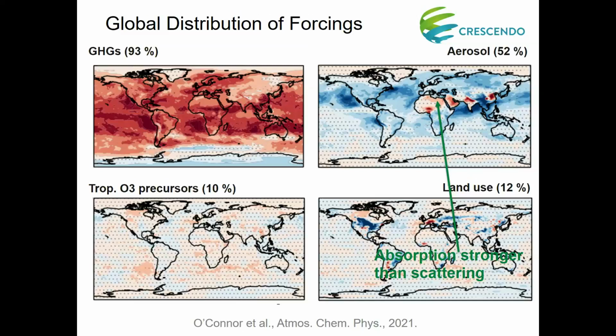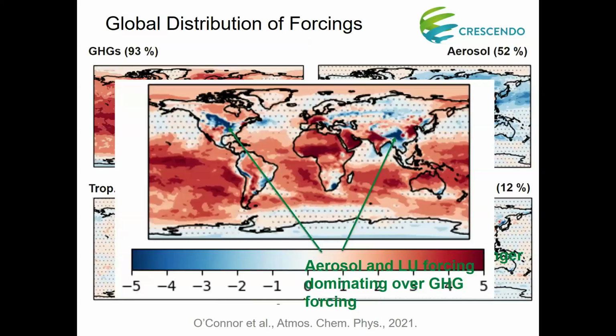And you'll see in the case of the ozone precursors that actually there's very few areas of the globe in which we're seeing a robust signal, only of the order of 10%. And that's true of land use, although you'll see over some continental regions that the signal from the land use forcing is very concentrated. If we look then at the total anthropogenic forcing, and again, the stippling here is showing regions really where we can detect a robust signal given the variability. You'll see that there are some continental regions where both the aerosol and the land use forcing combined dominate over the greenhouse gas forcing.